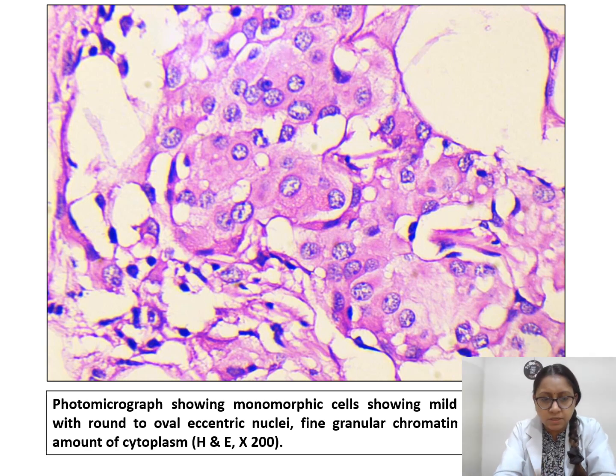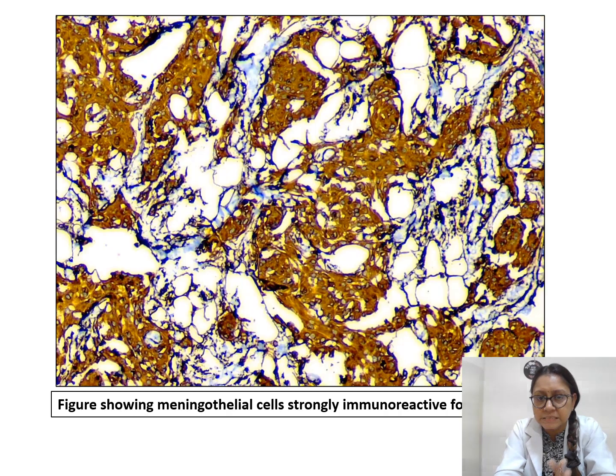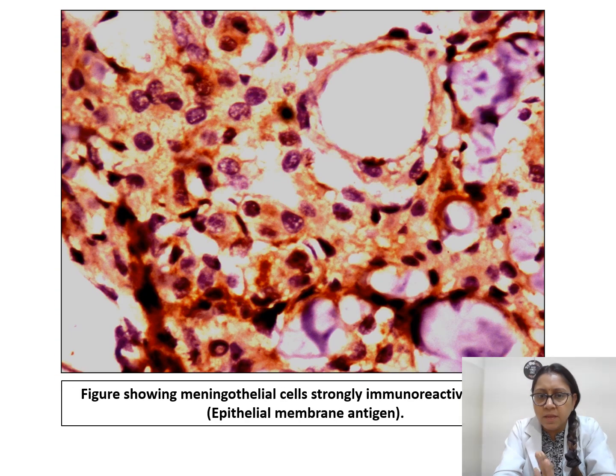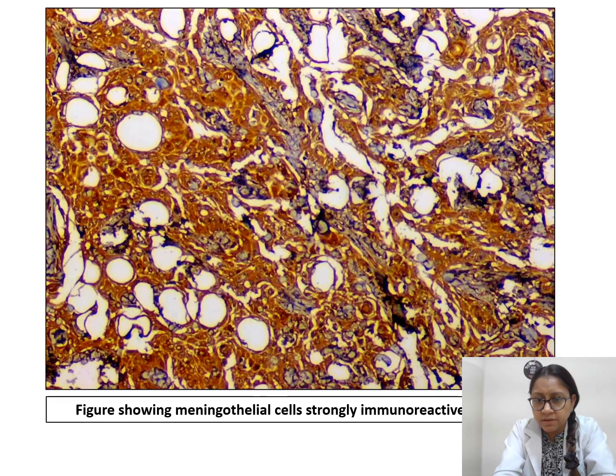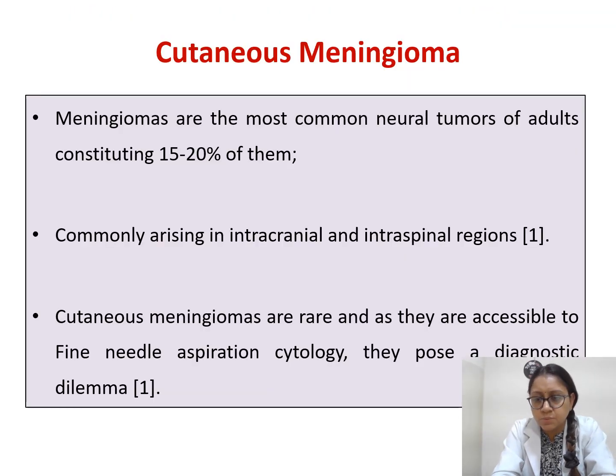In this view, what are we seeing? These are monomorphic cells, mild to moderate pleomorphism with round to oval nuclei, which are eccentrically placed. Fine granular chromatin, abundant eosinophilic cytoplasm, okay? So very characteristic of meningoepithelial cells. So now we move on to the IHC. Vimentin is positive, epithelial membrane antigen is positive, then you have S100 positivity. So all these three IHC markers were positive in our case. So our final diagnosis was cutaneous meningioma or cutaneous meningothelial heterotopia.